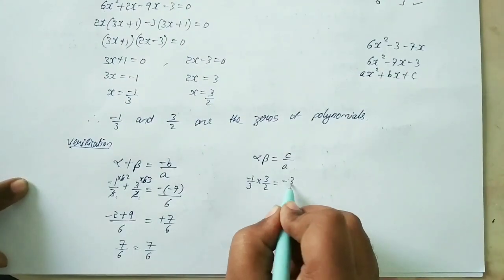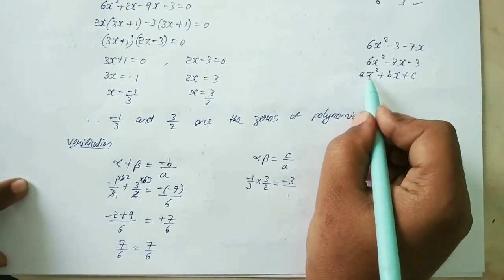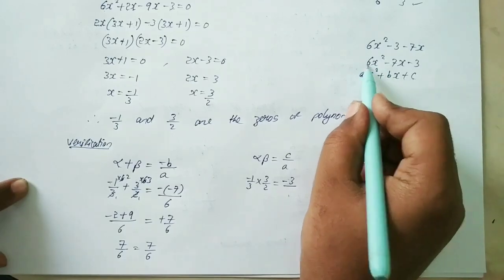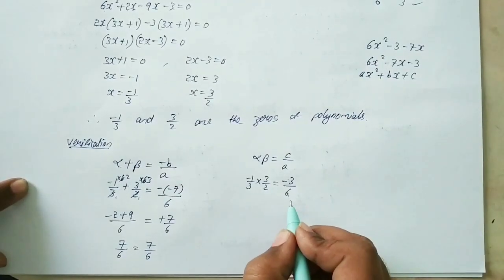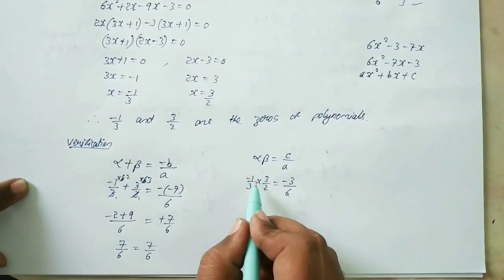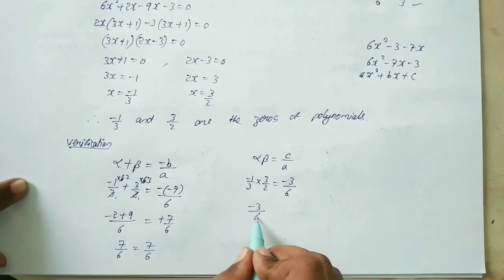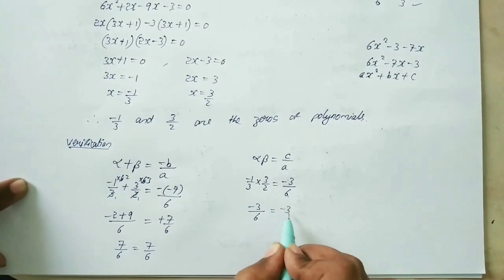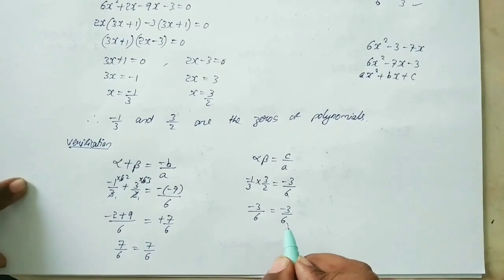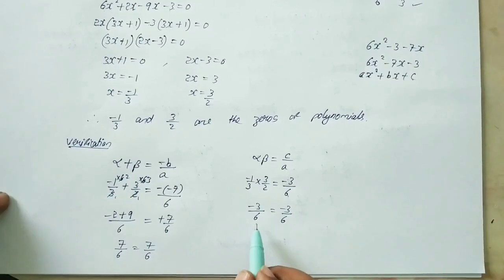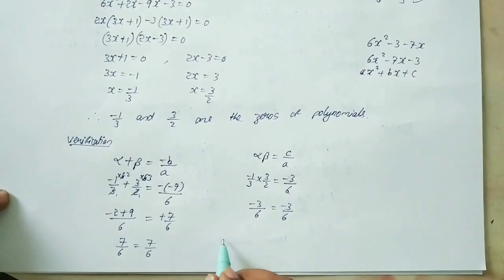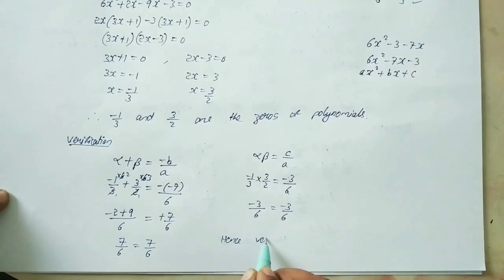Minus 3 divided by a. What is a here? a means it is the coefficient of x square. What is the coefficient of x square here? 6. So minus 1 into 3, minus 3 divided by 3 into 2, 6, is equal to minus 3 by 6. So getting, here also LHS is equal to RHS, hence verified.